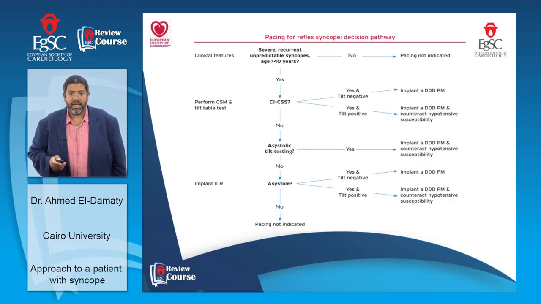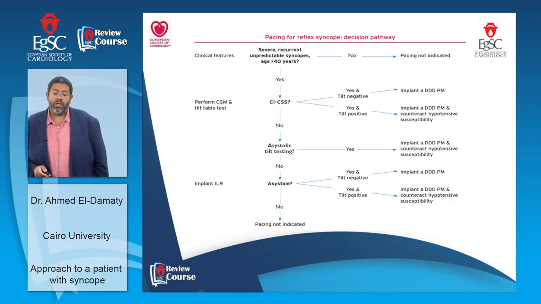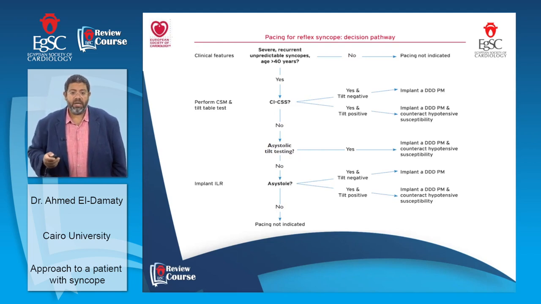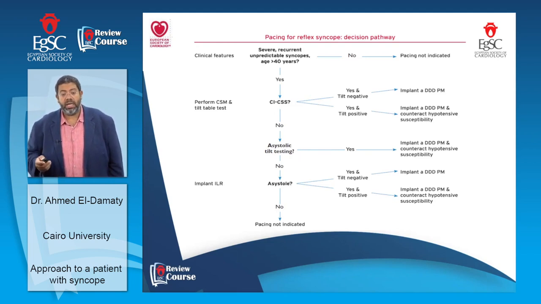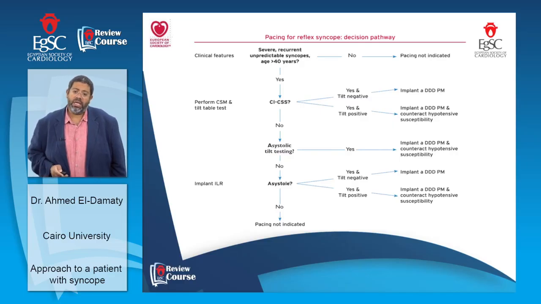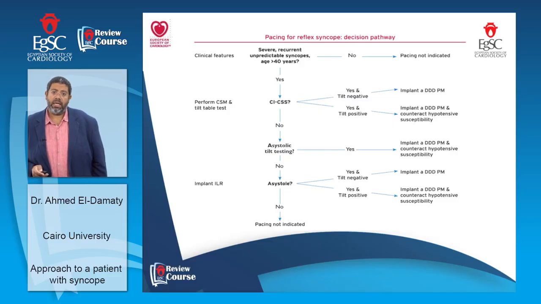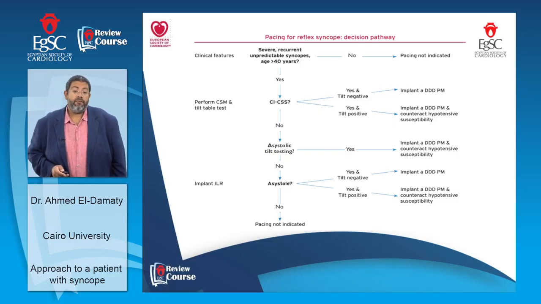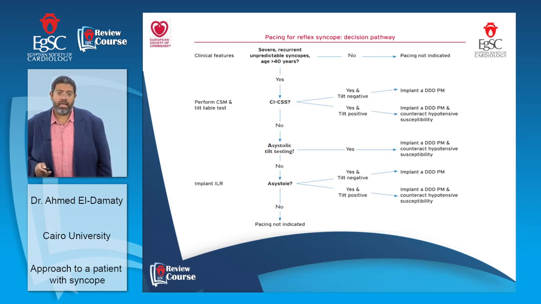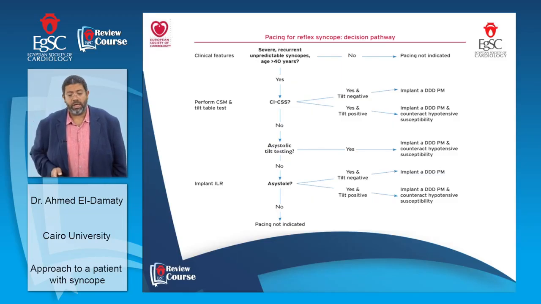Again, if the tilt is negative, that's a class 2A indication. If the tilt is positive, the benefit is a little bit less. It's a class 2B indication, and it has to be associated with counteracting hypotensive susceptibility maneuvers. If the patient does not get asystole in the ILR as well, pacing is 100% not indicated. Don't go that road.